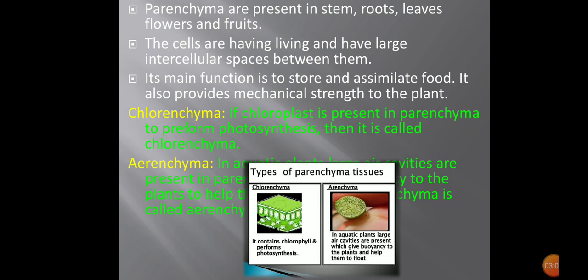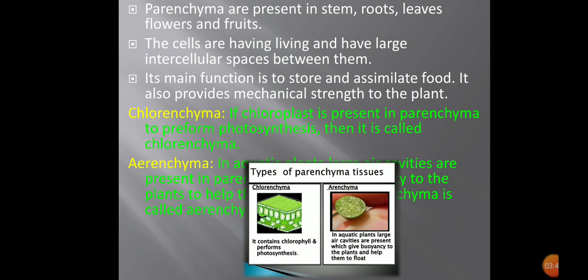Okay, so this is the only thing about parenchyma. So parenchyma is present in the stem, roots, leaves, flowers and fruits, and the main purpose of this is giving mechanical strength to the plant. So this parenchyma is otherwise called as filler tissue. Now, based on the things which is present in that parenchyma, it will be otherwise called as chlorenchyma and aerenchyma. So what do you mean by chlorenchyma? Chlorenchyma is nothing but if chloroplast is present in parenchyma. Chloroplast is nothing but chlorophyll. Okay. If it is present in parenchyma to perform photosynthesis, then it will be called as chlorenchyma.